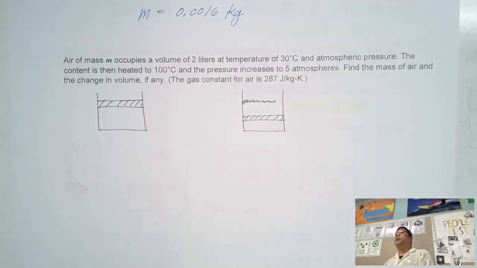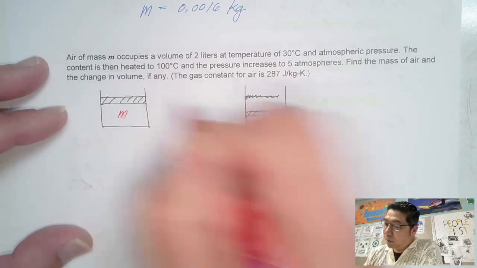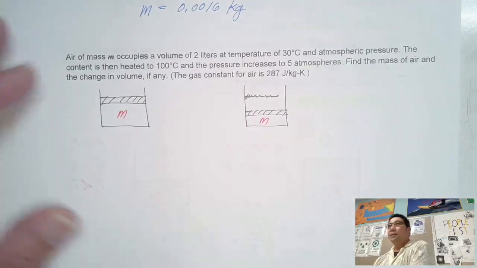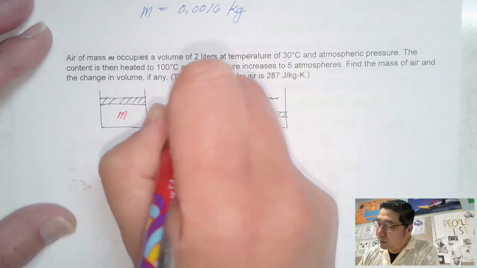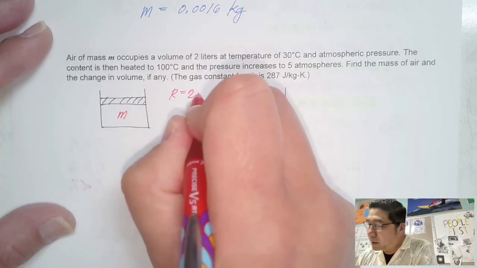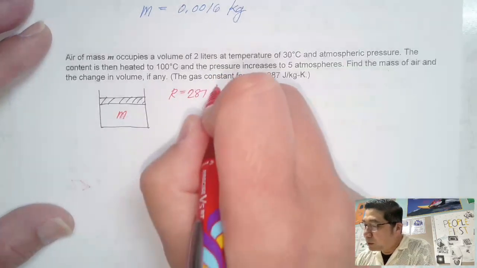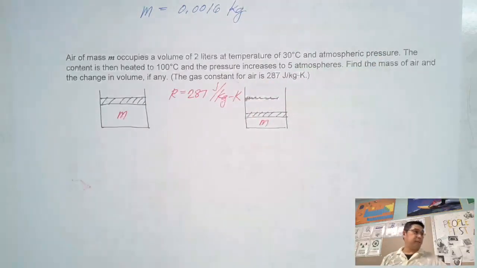Okay. So how much gas do we have inside? Letter M. And then the R, because we have the same gas. And what kind of gas do we have? It's air. So therefore R is 287 joules per kilogram Kelvin.